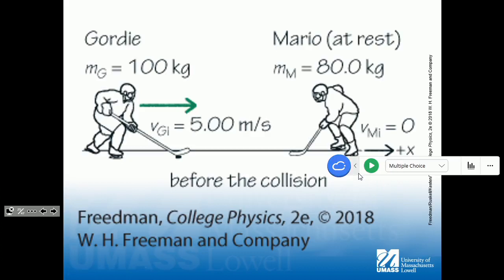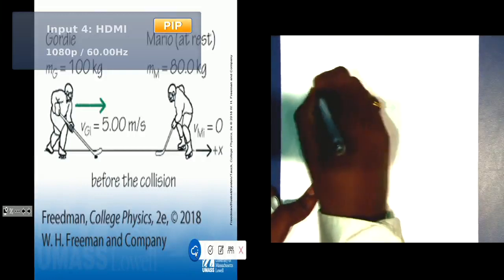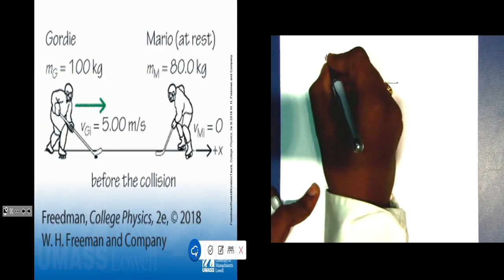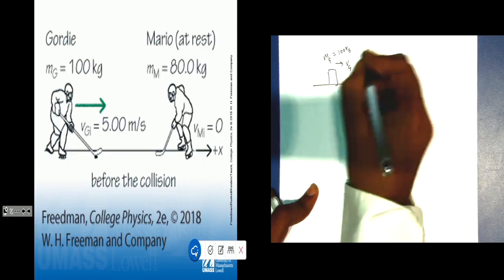Okay. Now we have a problem that you guys are going to solve. So set up this problem: you have Gordy and Mario. Gordy is, I guess they're playing hockey. Gordy is moving towards Mario with the speed of 5 meters per second. Gordy's mass and Mario's mass are given to you. My first setup should be the initial momentum of the system. The system, of course, is Gordy plus Mario, both colliding objects. This is Gordy. So mass of Gordy is 100 kg. He's moving this way with a speed Vg of 5 meters per second.